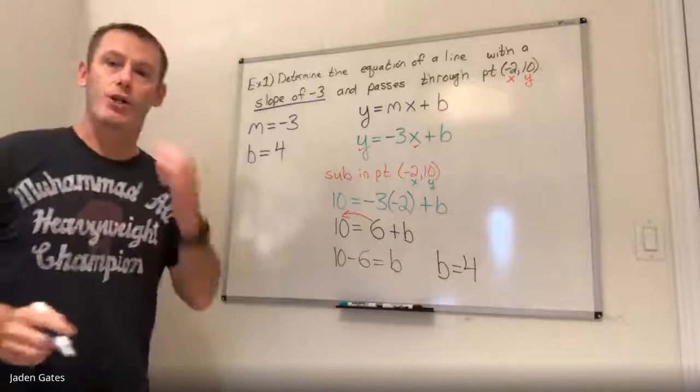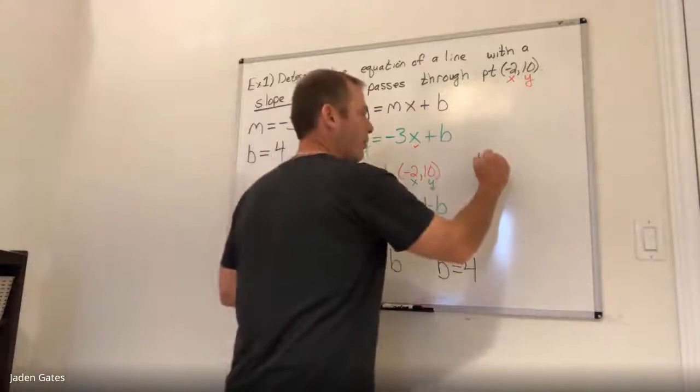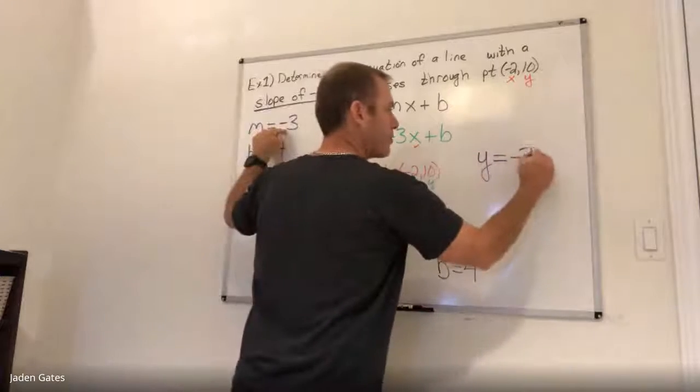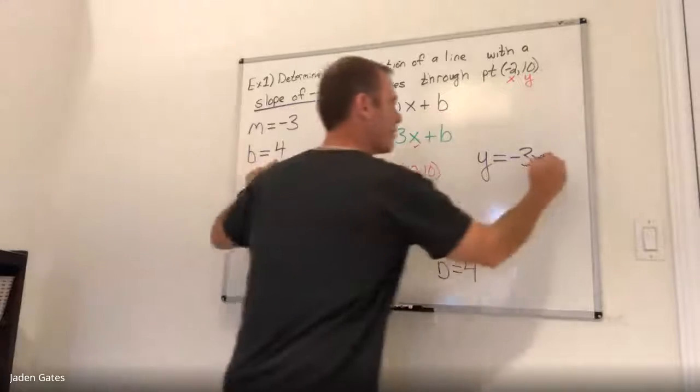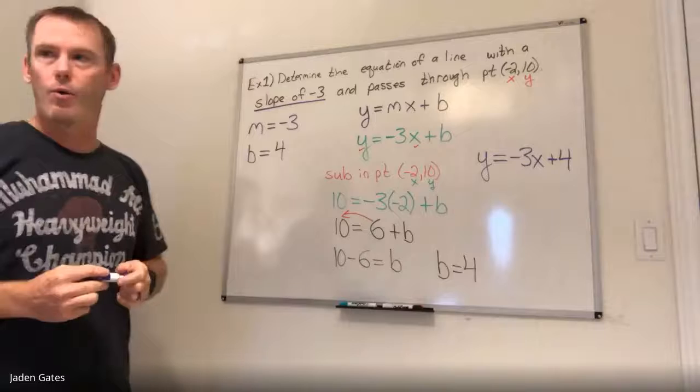Now I can write the equation of the line, right? Because all I needed was the slope and the y-intercept. And so it's y equals, my slope is -3, so it's going to be -3x, and my y-intercept is 4. And there we go.